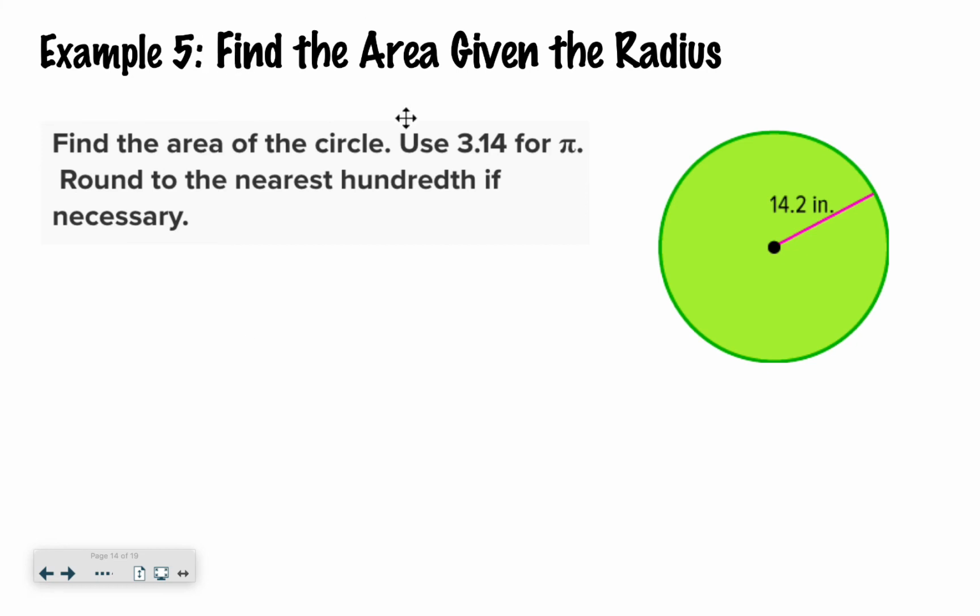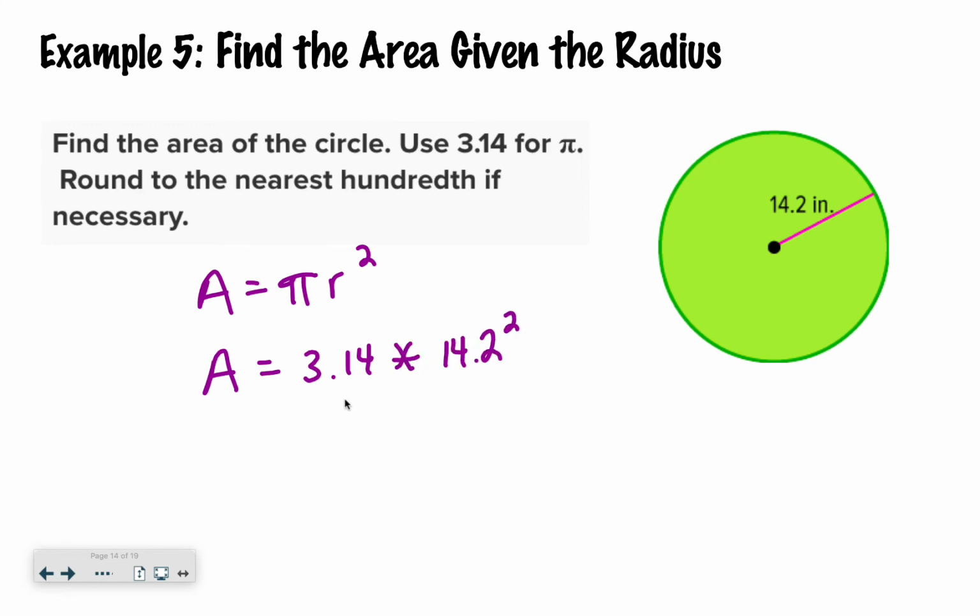So let's find the area of the circle. Use 3.14 for pi, and round to the nearest hundredth if necessary. We have a radius of 14.2 inches. So I say area equals pi times radius squared. A equals 3.14 times 14.2 squared. Now when you're typing this into a calculator, make sure you do 14.2 squared first. If you do 3.14 times 14.2 and then square that, you're going to get the wrong answer, because order of operations says exponents before multiplication.